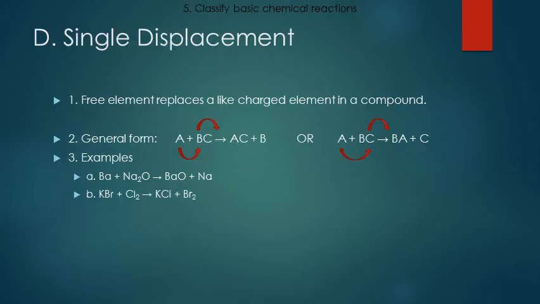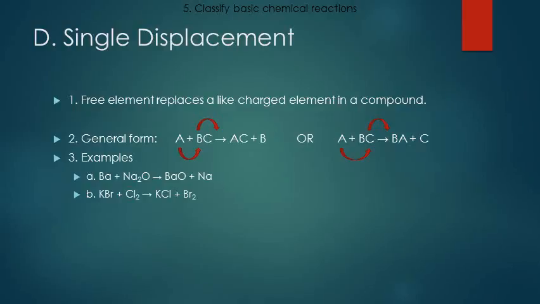In this next example, our free element here is chlorine. Chlorine is not in a compound with anything else, so it will take the place of the like-charged ion, in this case an anion, the nonmetal in the compound, so it will take the place of bromine. So instead of having potassium bromide, we now have potassium chloride, and then bromine gets kicked out as a free element. One note about these products here.